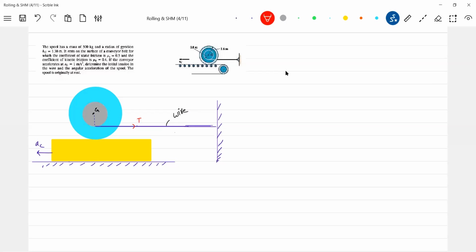Okay, so tension will be there. The plank or the conveyor belt will move. So what about that particular spool? So this is a spool. Where is the spool? This is the spool.